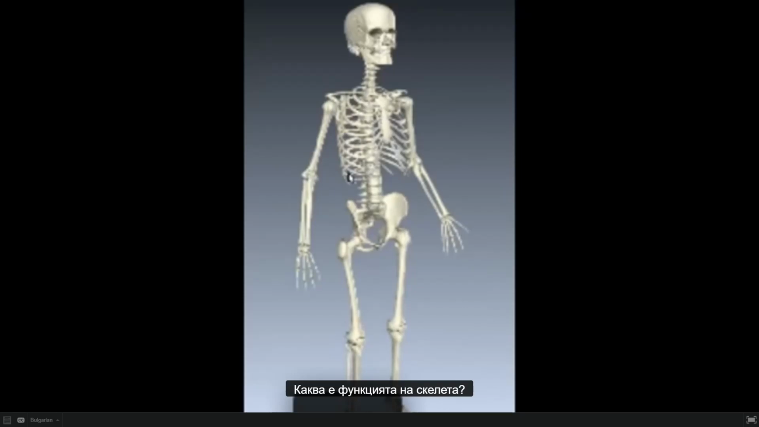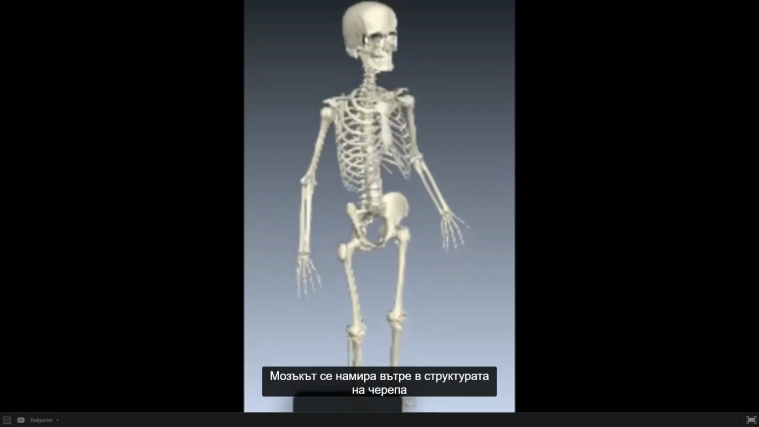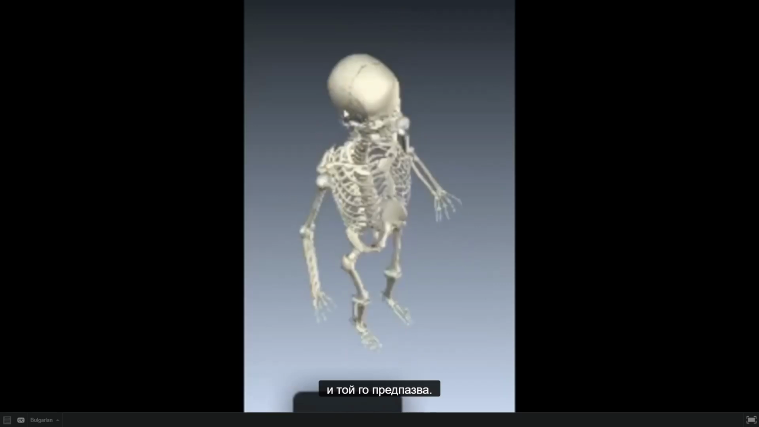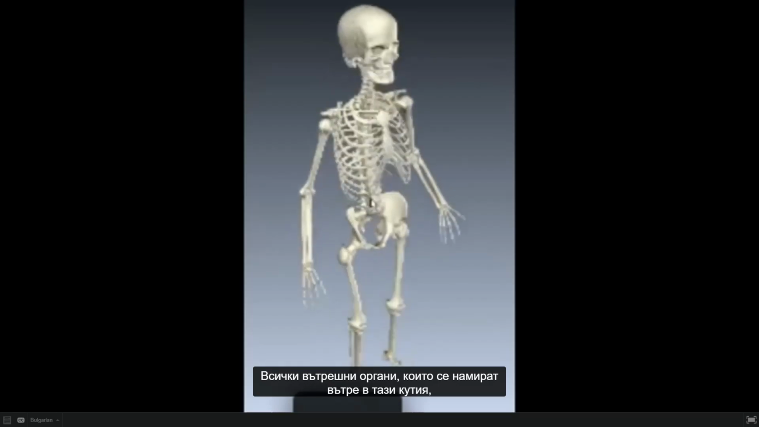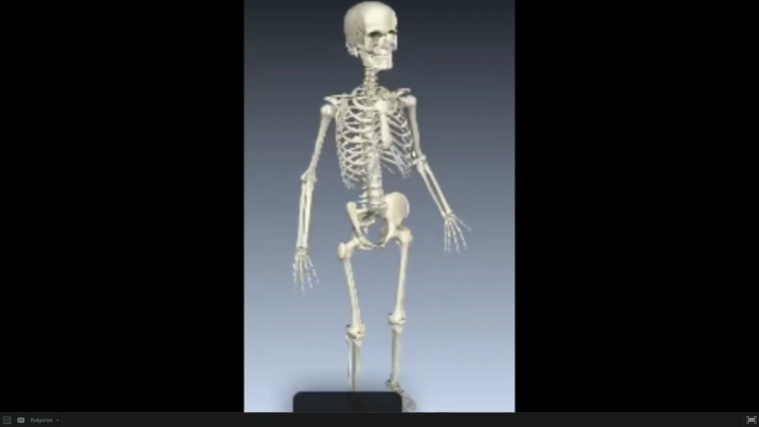What is the function of your skeleton? So the first function is support. All the internal organs are placed inside of this structure. Your brain is inside of the structure of the skull, so the skull protects your brain. All the internal organs are inside of this box made from ribs, and they protect the internal organs of the chest from being harmed.